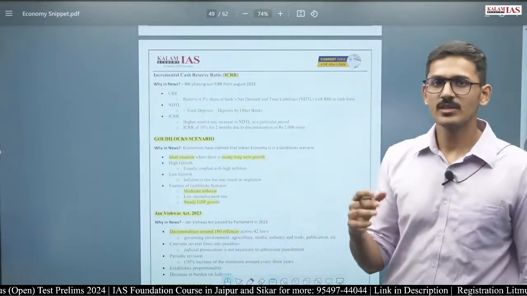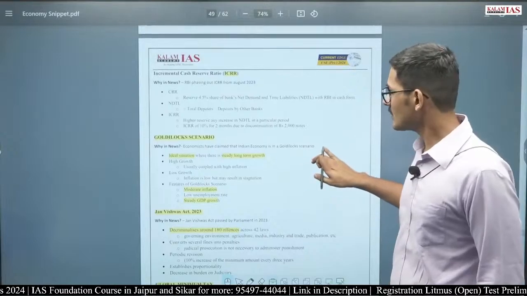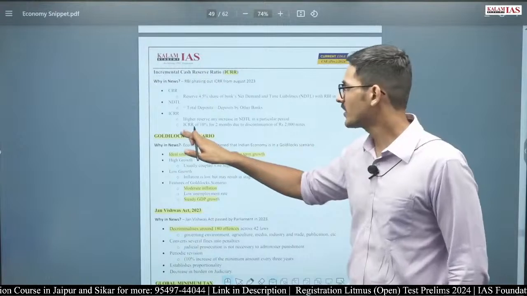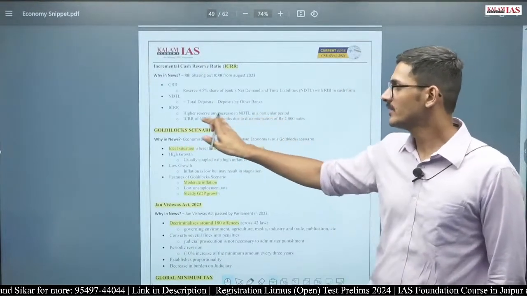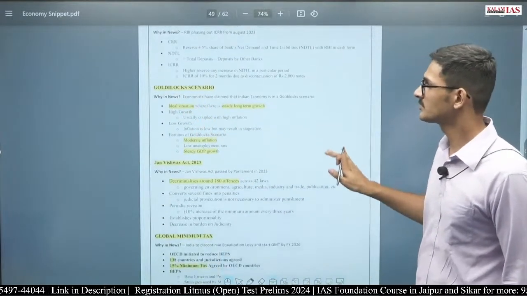That is cash reserve ratio over and above the normal cash reserve ratio, and it is provided only for a fixed period of time. For example, when the 2000 rupee notes were discontinued, the incremental cash reserve ratio was increased to 10% for 2 months.